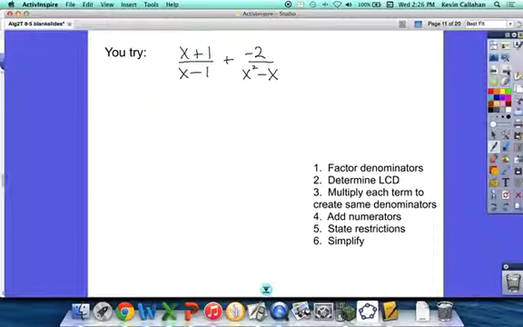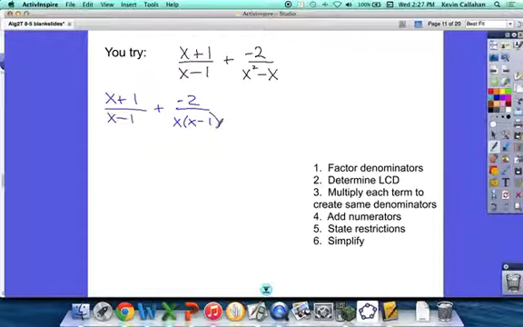Let me see. Where did you factor this denominator? Factoring is like the first step. How could you forget the first step? Right? First step. X plus 1, x minus 1 plus negative 2 over x times x minus 1. Everybody should have had that denominator factored like that.